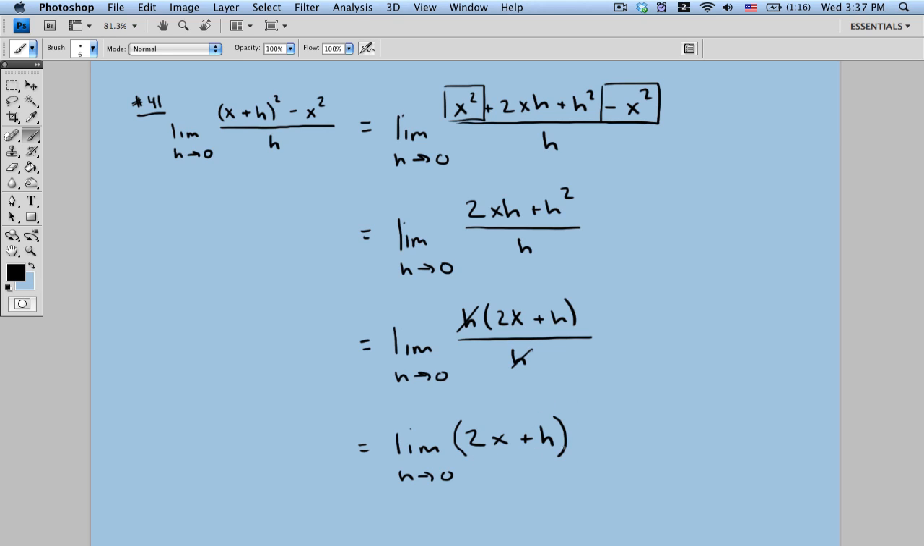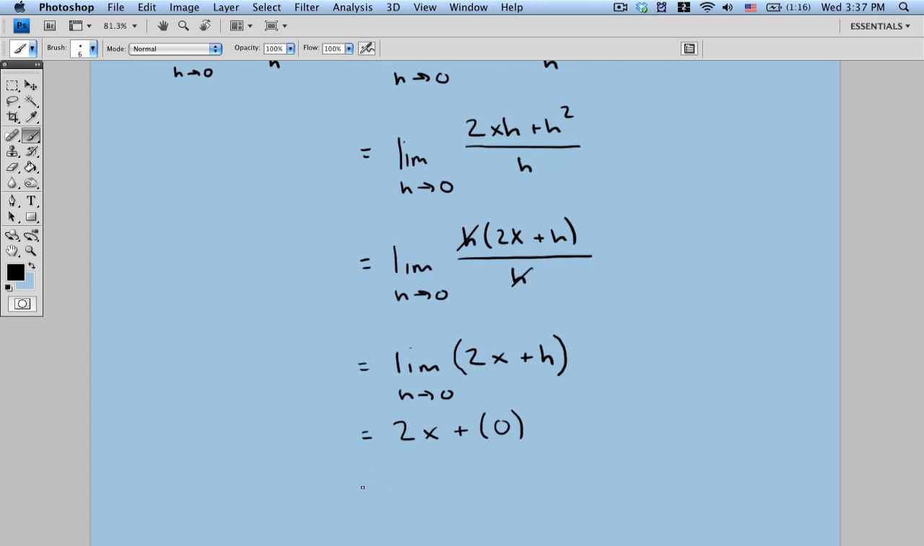So once you've done that, this thing is just like a polynomial now, so it's easy enough to just plug 0 in for h. Okay, so we've got this 2x, we've got plus 0. When you do that arithmetic, it's pretty easy. You just end up with 2x. So this is our limit.